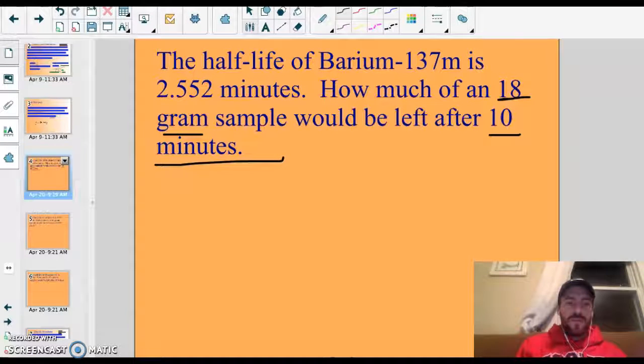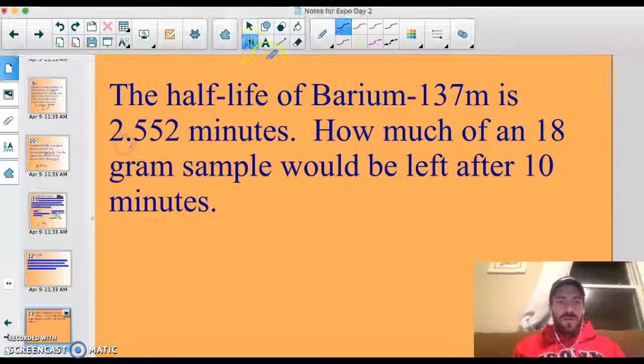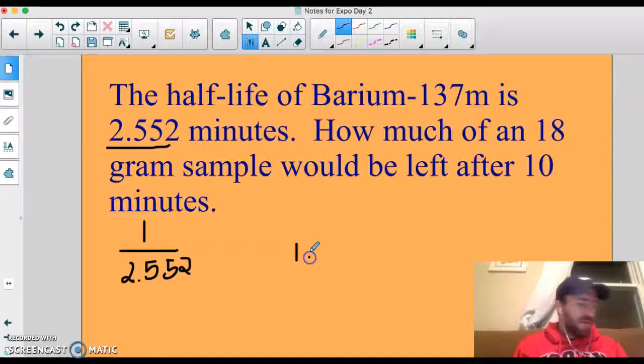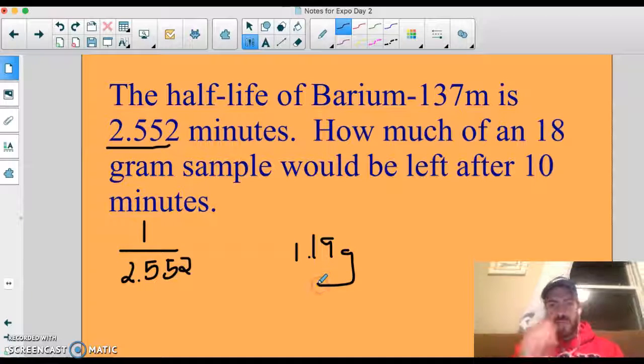So by now, make sure you've paused it because I'm going to go over the answer really soon. So here we go. Let's go over this one. Again, this is our rate. Remember, our rate is 1 over 2.552. And so when we plug it all in, we should get our answer: 1.19 grams. That's what should be left after 10 minutes.